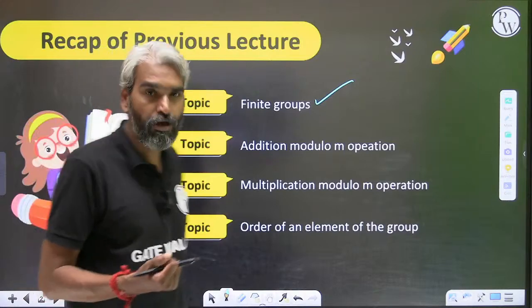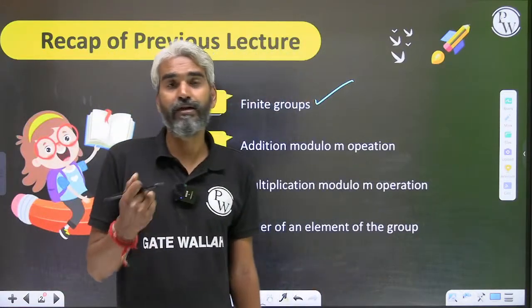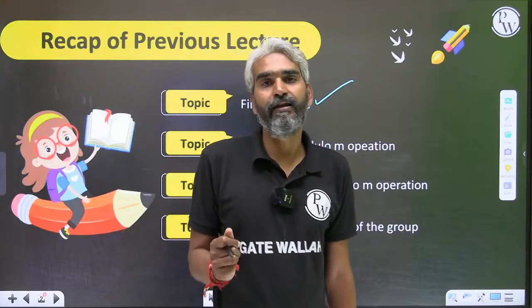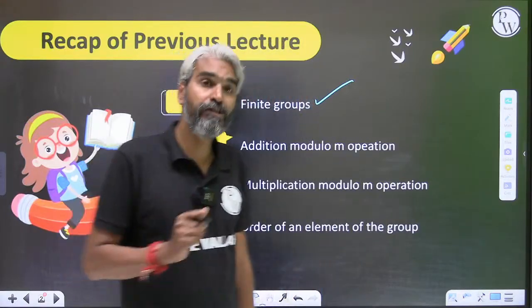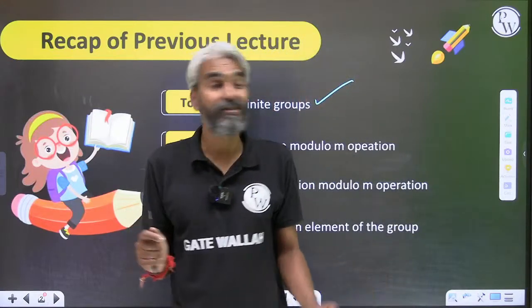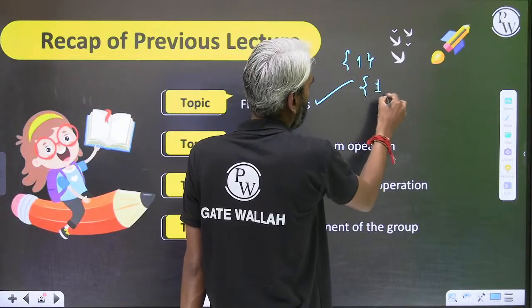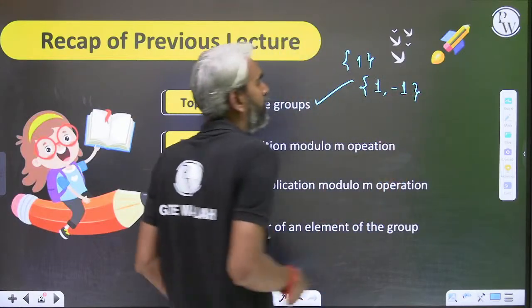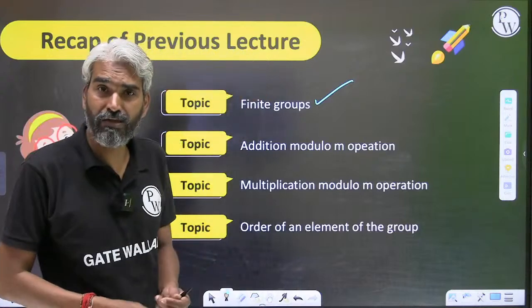Now, we saw that the finite group of real numbers with respect to addition is only the set containing element 0, which is the finite group of order 1. And with respect to multiplication, the only finite groups of real numbers are the set containing element 1 and the set containing elements 1 and minus 1. Otherwise, the closure property will be dissatisfied. So there are only three groups of real numbers with respect to addition and multiplication.